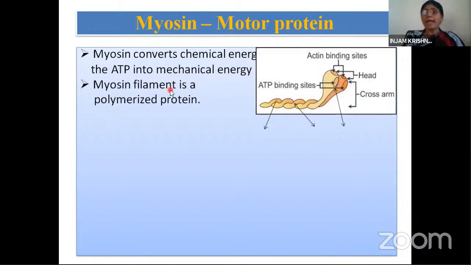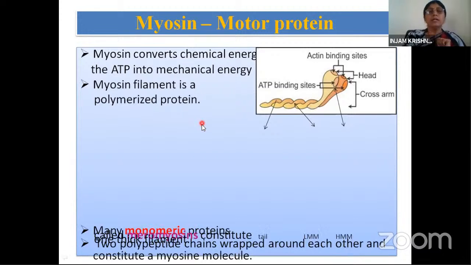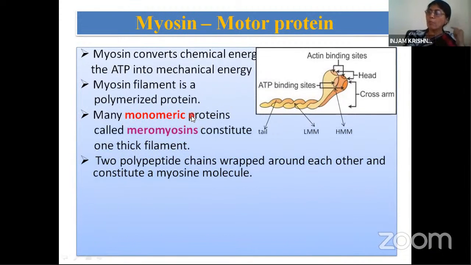Myosin. So actin is thick or thin? It is thin filament. Myosin filament is thick filament. Myosin filament is a polymerized protein. Actin is also polymerized and myosin is also polymerized. There, we call actin globular monomers because of its shape. We have given that name, globular G-actin. Here, the monomeric proteins are called meromyosins.